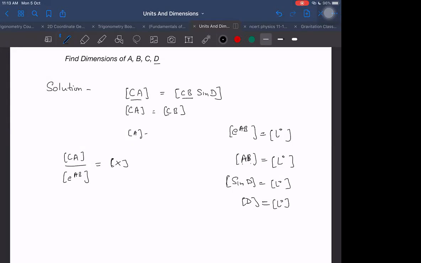So A is also dimensionless, and B is also finally dimensionless. Both are, because their product is dimensionless and both have the same dimensions. So overall each is a dimensionless quantity. We already got A dimensionless, B dimensionless, D dimensionless. We are left with C.